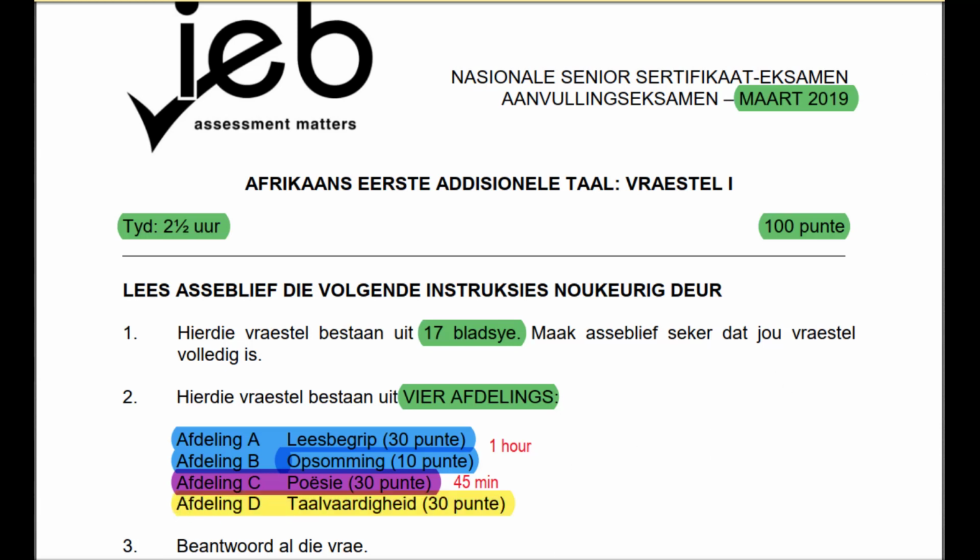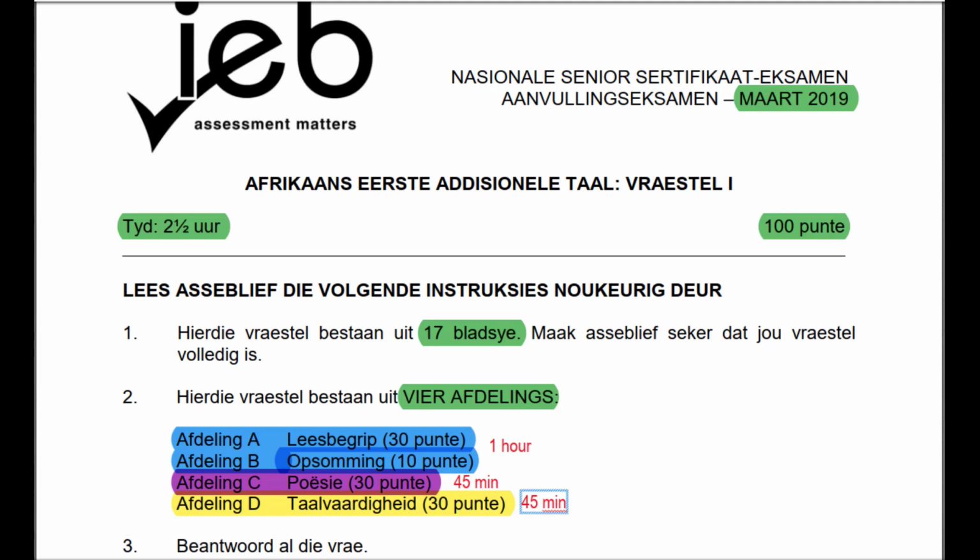So afdeling D is eintlik die maklikste van al die afdelings, want dit is jou taalvraag en jy het taal die hele jaar al gedoen. So section D is actually the easiest one to answer because you've been doing language concepts throughout the year. You've been doing sentence structure, you've been doing word structure, you have already been practicing all of this. All you have to do now is read the question, answer the question, read the question, answer the question. And here, it won't be anything that you have not done before.